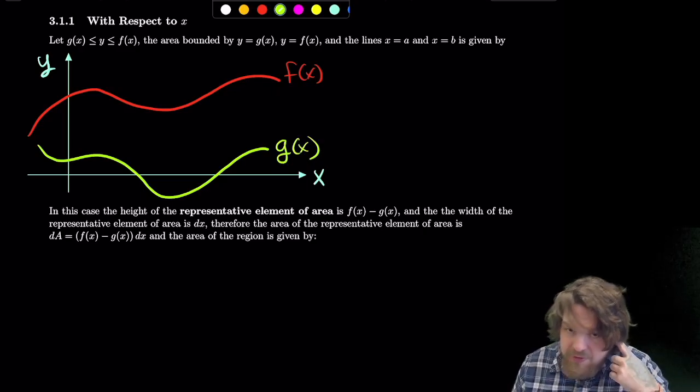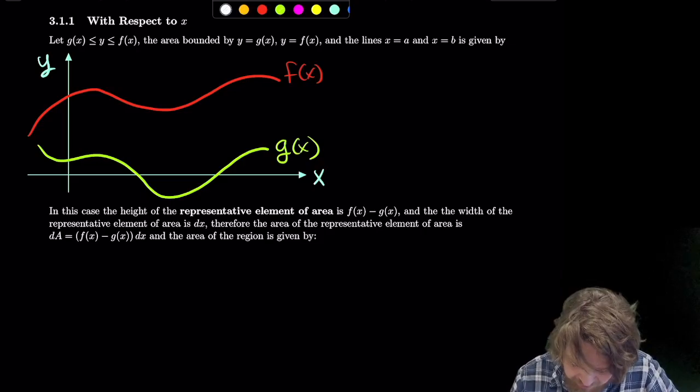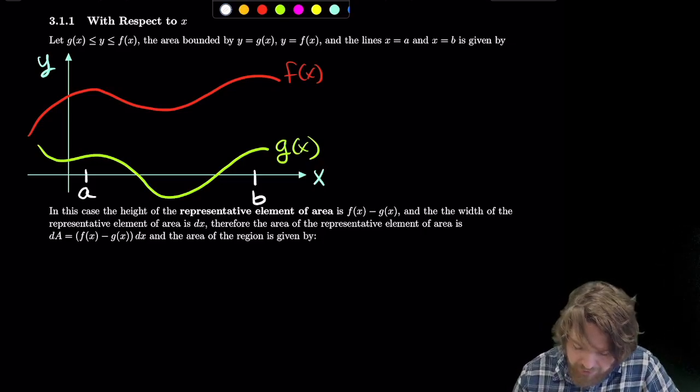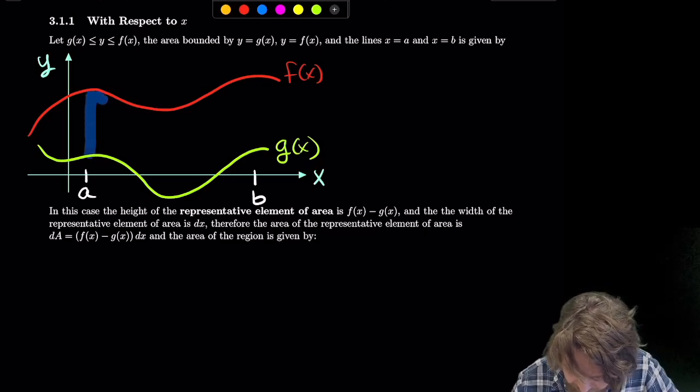Okay. And let's say I want to find the area bounded by f and g between x equals a and x equals b. So let's put a over here somewhere, and let's put b over here somewhere. So the area that I'm interested in is going to be this area here, the area bounded by these 2 functions between x equals a and x equals b.